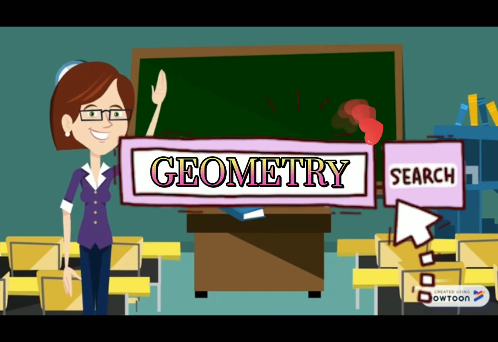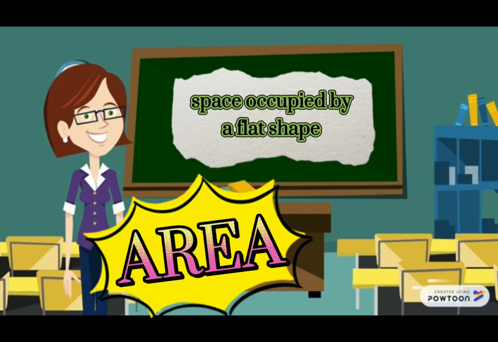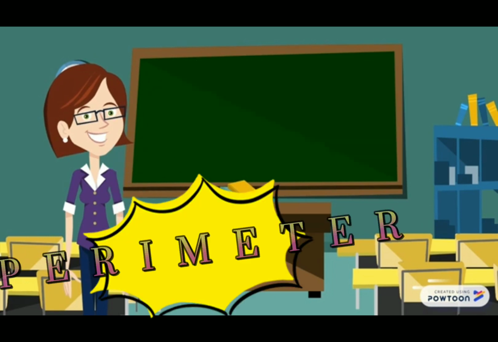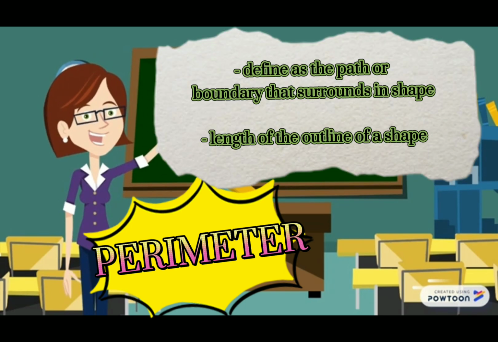In geometry, the area can be defined as the space occupied by a flat shape or the surface of an object. The area of a figure is the number of unit squares that cover the surface of a closed figure. While when we say perimeter in geometry, it can be defined as the path or the boundary that surrounds a shape. It can also be defined as the length of the outline of a shape.